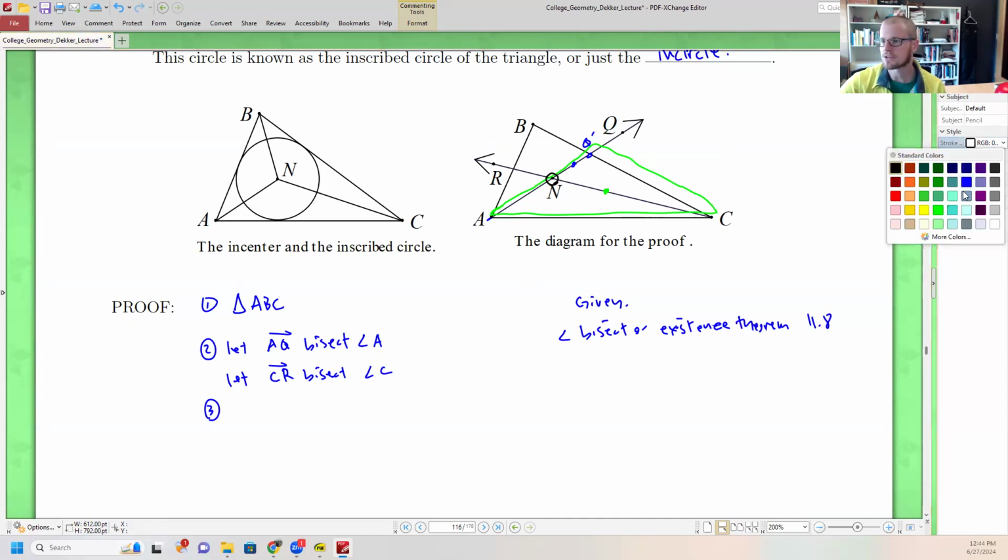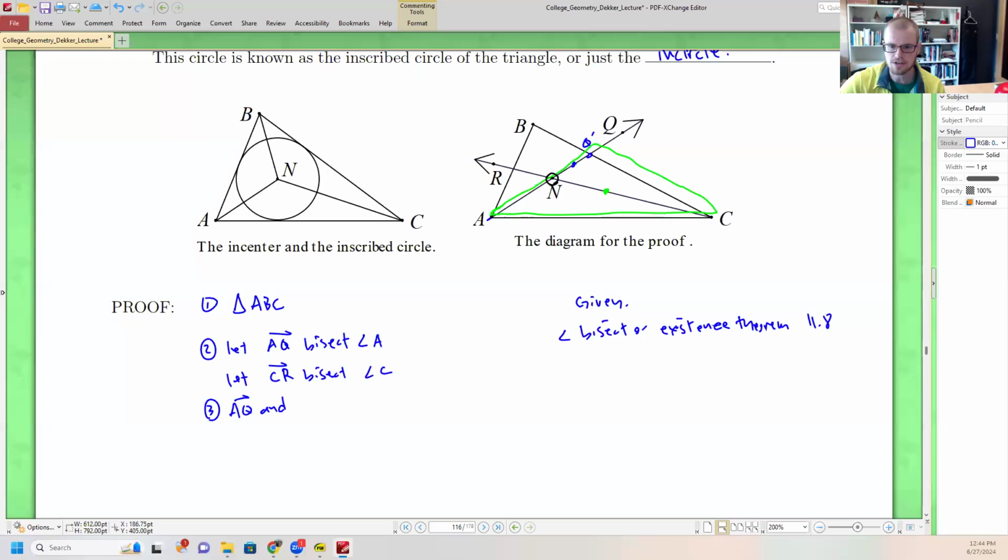So what we can conclude by applying the crossbar theorem twice is that AQ and CR, those two lines, intersect at N, this point here, and in particular, that point is inside the triangle ABC. So that's definitely of interest to us. It's inside of the triangle. All right, so yes, excellent. And this, again, is according to the crossbar theorem.